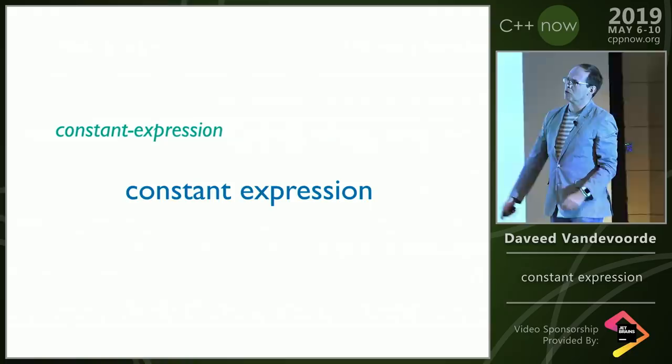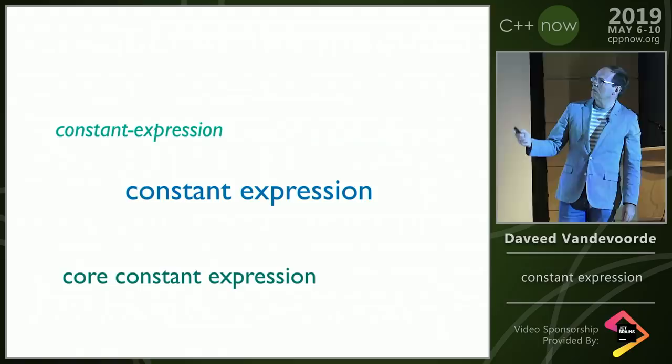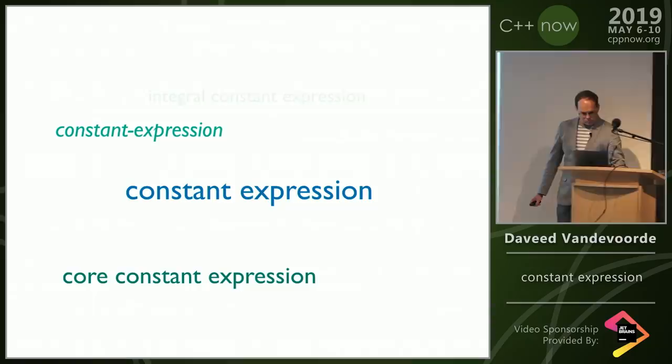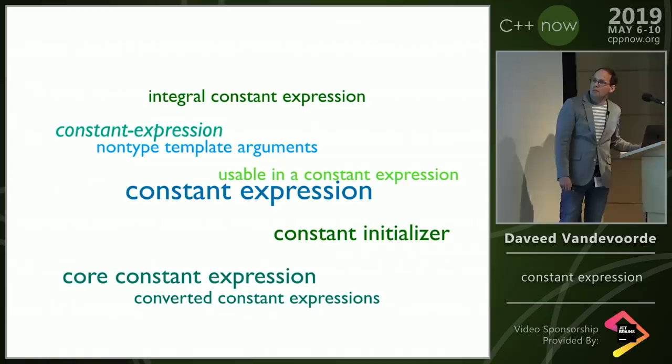But if you start looking at minutia, you'll get to grammar terms. In the standards, grammar terms are in italics with little dashes in them. So yes, you get a grammar term. You'll have a superset of constant expressions. You may have subsets like integral constant expressions or converted constant expressions or non-type template arguments, or you start caring about the meaning of initializations, and that determines whether things are usable in constant expressions.